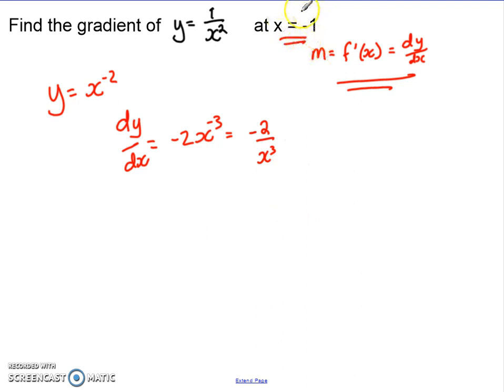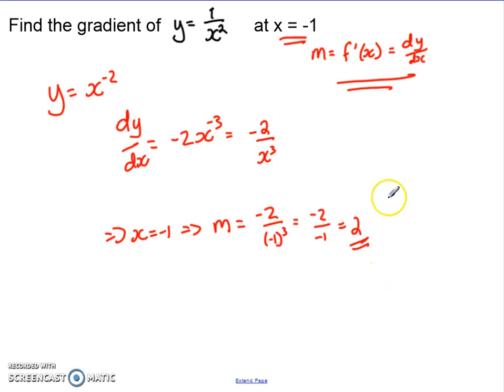Now, this is where we start our substitution. We want it when x is equal to negative 1, so I say, therefore, x equals negative 1, and we calculate our gradient. We get negative 2 over negative 1 cubed. Now, negative 1 cubed is just negative 1, so I get negative 2 over negative 1, which gives me 2. So my gradient at that point, when x is equal to negative 1, is 2.